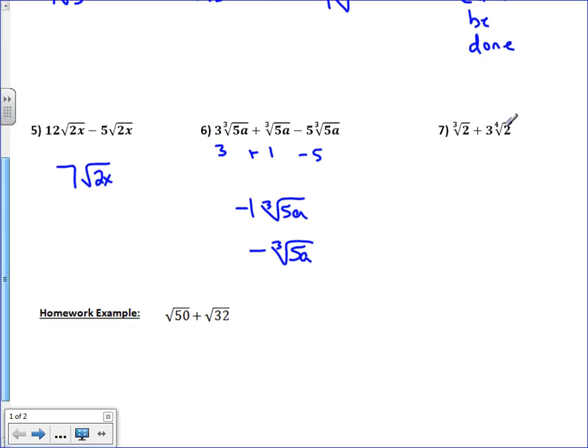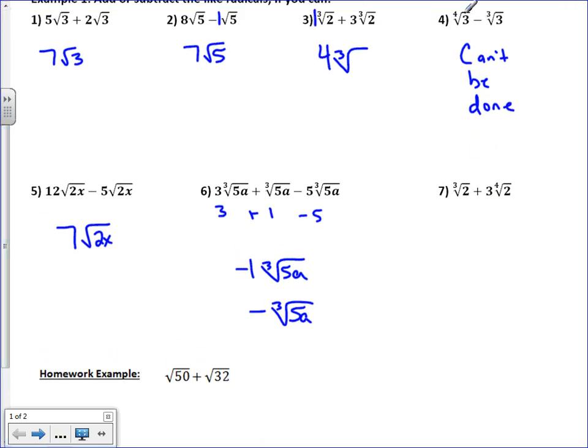Number 7, cube root of 2 plus 3 fourth roots of 2 can't be done for the same reason you can't do number 4. The index 3 and the index 4 are different, so they're not like terms. It's very similar to trying to add an x squared plus an x to the third. You can't do it. Or an x squared plus a y squared. You just can't do it.